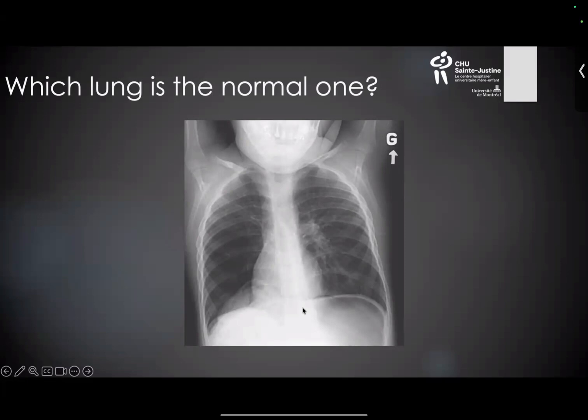So it was a patient that was already operated for a diaphragmatic hernia on the right, which is not the more common side. But when you see asymmetrical lungs, you have to check for yourself which one is the good one and which one is the not good one.